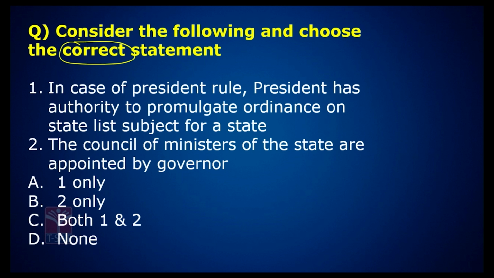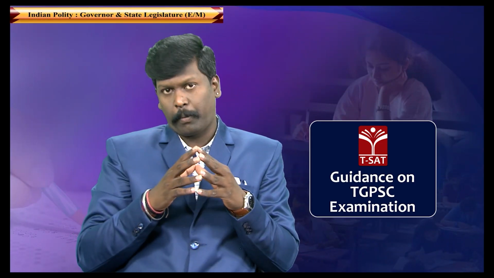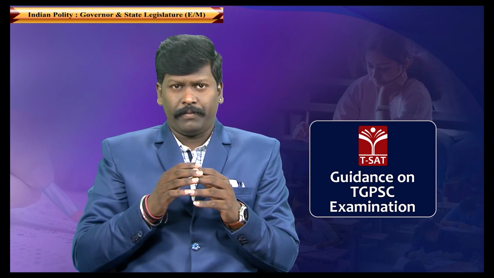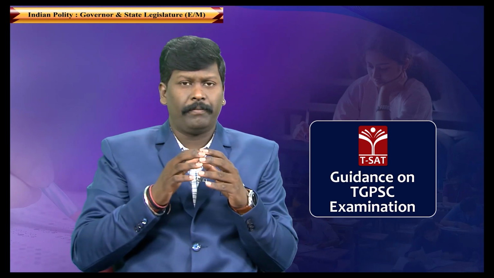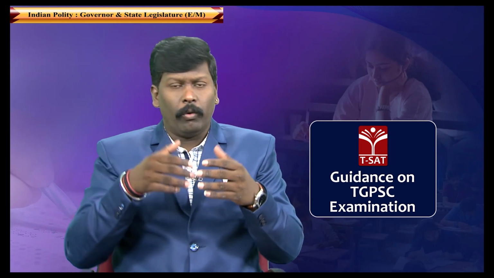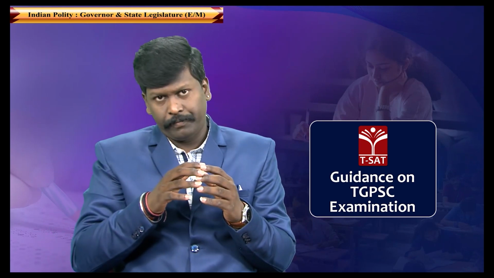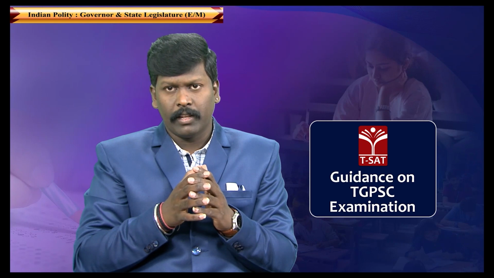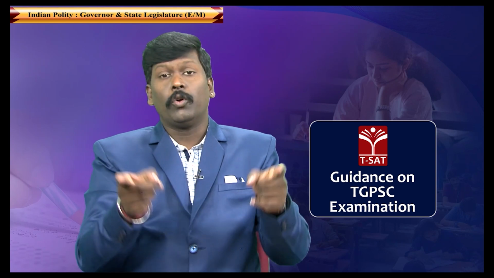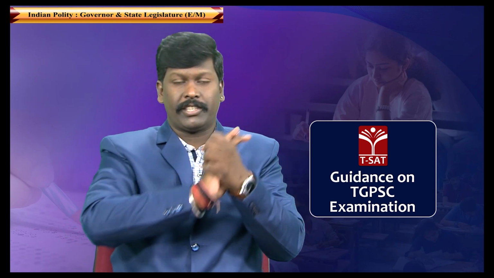Now look at the screen. Understand this very carefully. President's rule is discussed in Article 356 of the Constitution. Article 356 gives power to the President to promulgate President's rule in case of constitutional mechanism failure in the state. Now, whenever President's rule is promulgated in the state, the Parliament gets the entire authority to make laws on the subjects which are part of the state list.